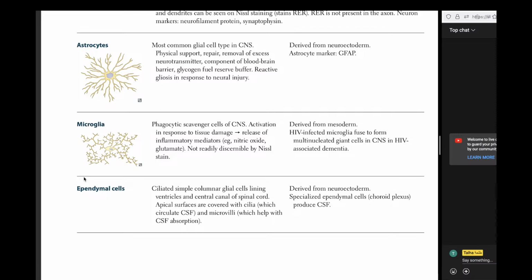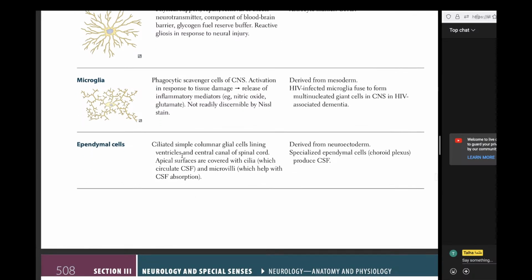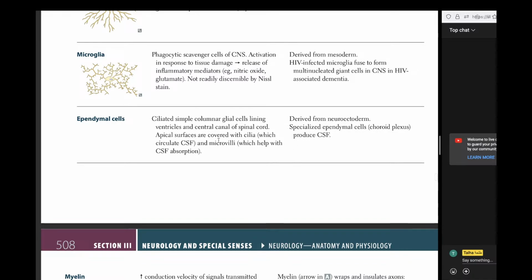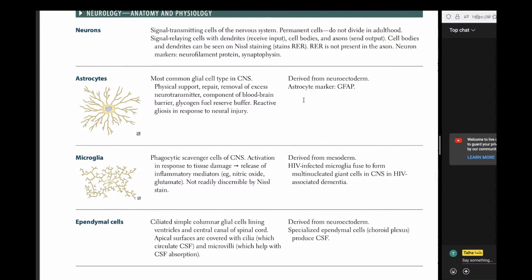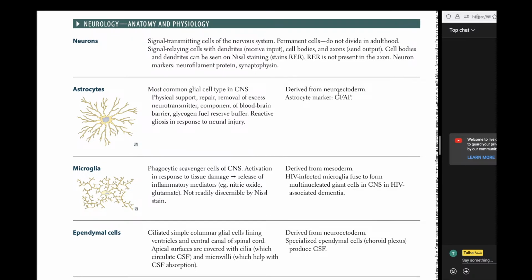And then we have ependymal cells. These are ciliated, simple columnar glial cells lining ventricles and central canal of spinal cord. Apical surfaces are covered with cilia, which circulate CSF, and microvilli, which help CSF absorption. These are derived from neuroectoderm. They are specialized ependymal cells, choroid plexus. They produce CSF. Okay. So these are basically all to do with CSF, the ependymal. And these are from neuroectoderm, microglia is mesoderm, and astrocytes are also neuroectoderm.